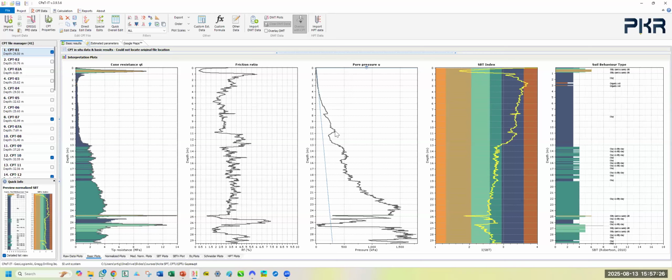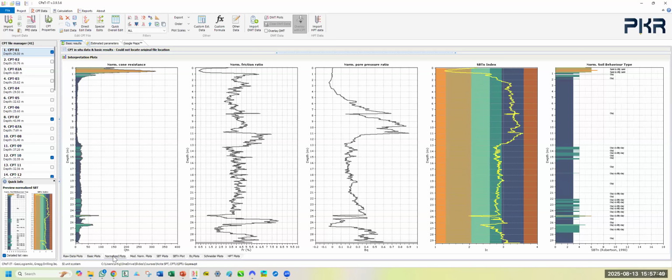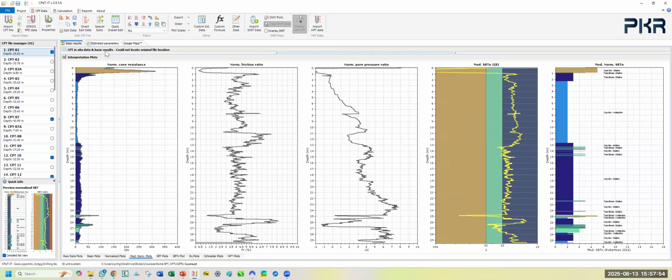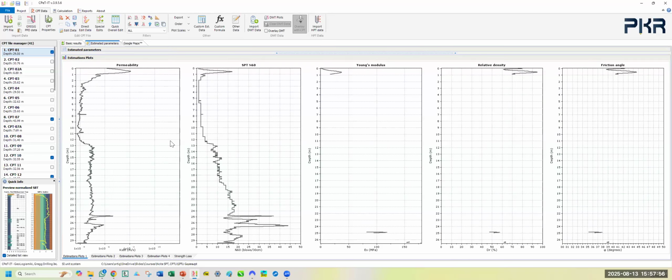And this is the pore pressure. As you see here, there was an improvement. The pore pressure in the beginning was not very good, and we have much better pore pressure here. And this shows the Demerara formation in soft clay. Then we enter into silts. The normalized plots I usually don't use. I only use this. And here we can see estimated parameters.